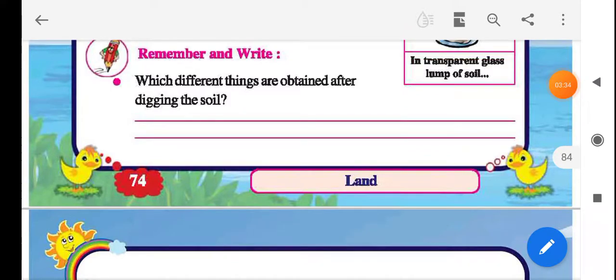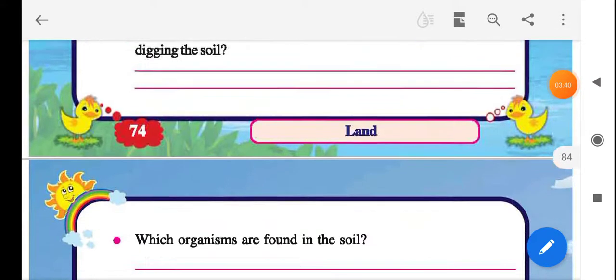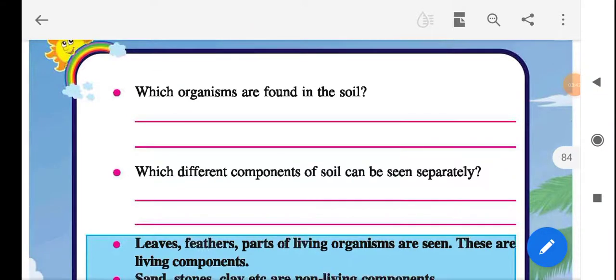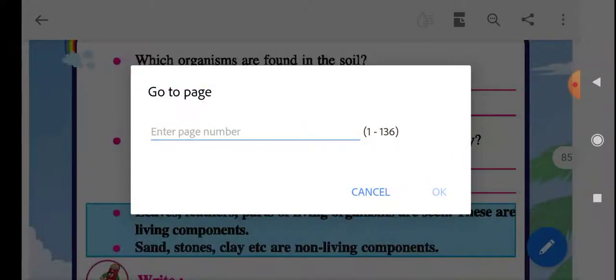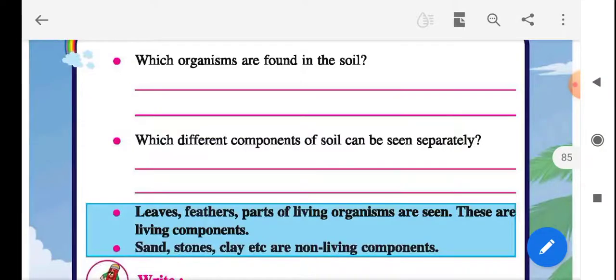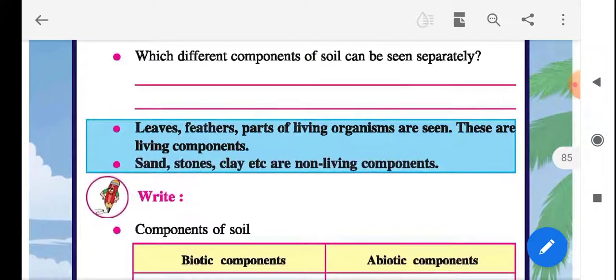When you dig out the soil you can obtain a soil lump. With the soil lump you can obtain the micro-fine particles of the soil. Which organisms are found in the soil? I have given that answer. There are so many things we can find: leaves, feathers, pebbles, sand, fine clay, stones, clay, etc.